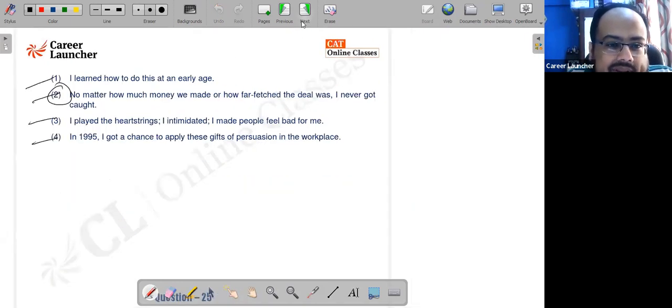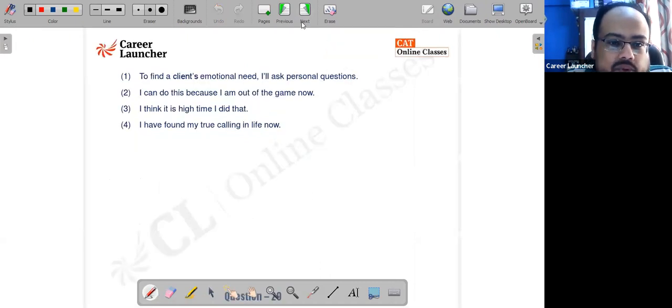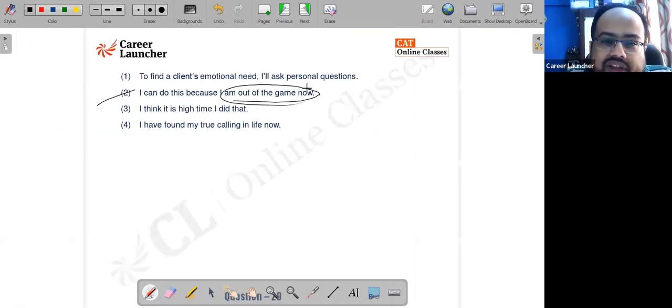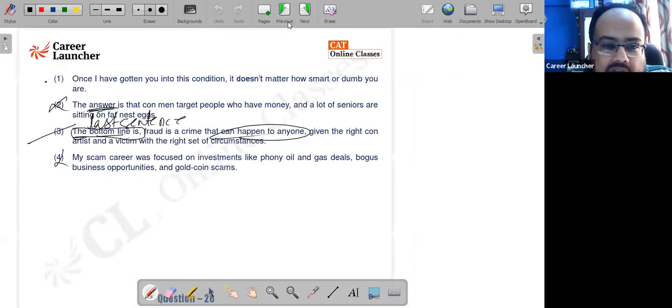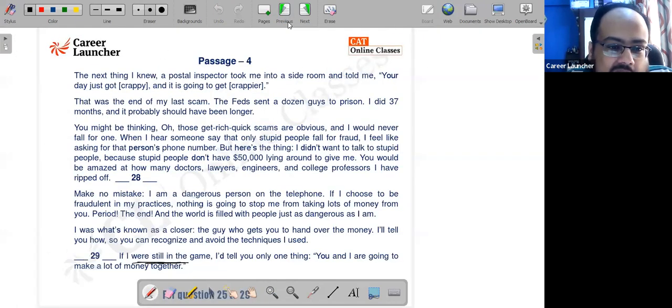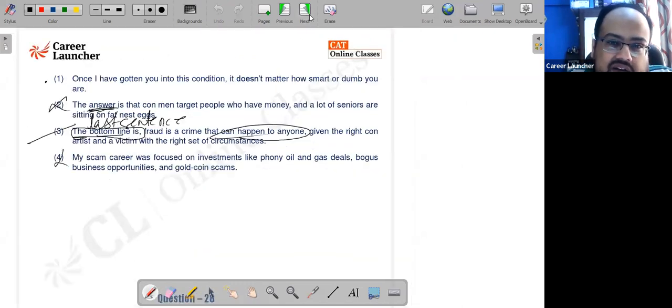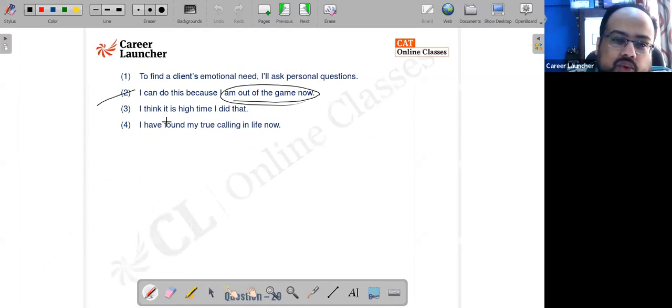Which is why for question 29, the answer is option 2. Option 2 says I can do this because I am out of the game now. So it clearly says that I am no longer in the game. So I can do this because I am out of the game now. If I was still in the game, I would tell you only one thing. So that is how question 29 turns out. The other options were not very wrong, but option 2 is the best option because it clearly says that I am out of the game now.